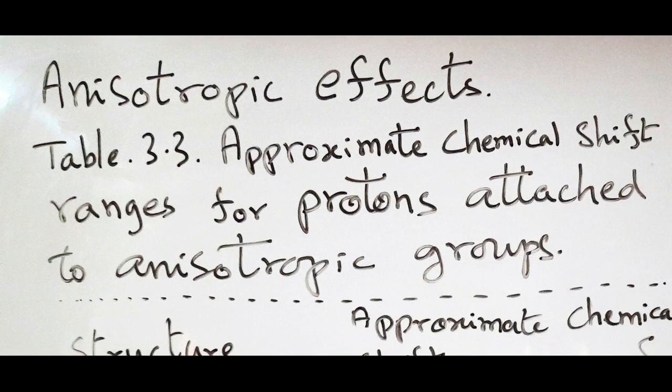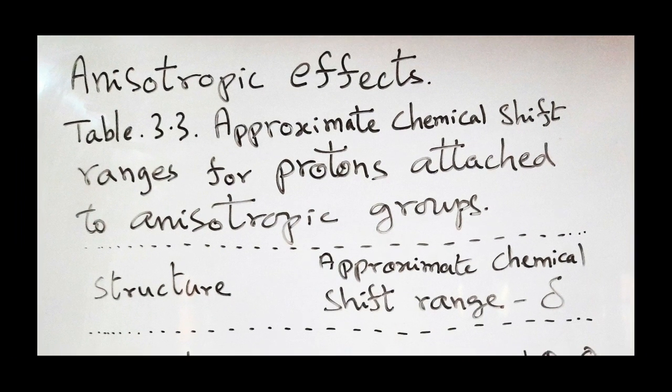Organic compounds are not experiencing the magnetic field uniformly. Many organic molecules are not experiencing the applied magnetic field uniformly. The protons present in different parts of the molecule are not experiencing the applied magnetic field uniformly. They differ. That is why their chemical shift values differ. Such an effect is called the anisotropic effect. This anisotropic effect is beautifully discussed in organic spectroscopy by William Kemp.